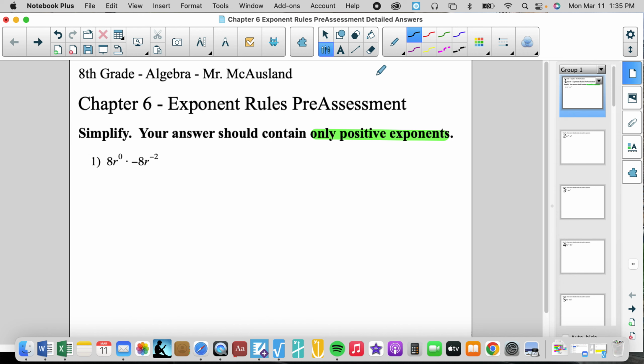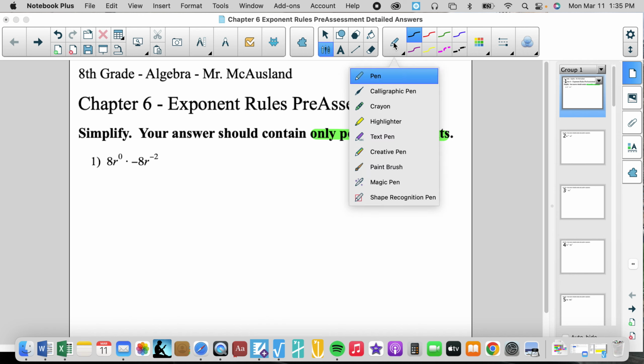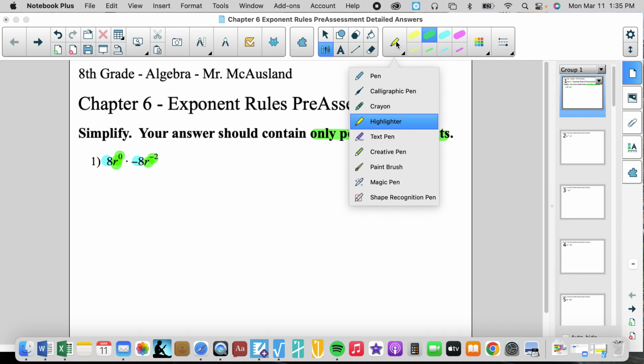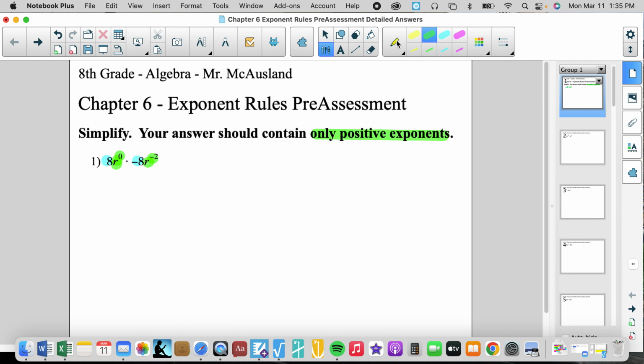So when we look at this, we're always going to deal with their coefficients first. So the coefficients are going to be important for us to deal with in one manner, and then our like bases, our variables that have like bases, meaning it is the same variable, will be really important.